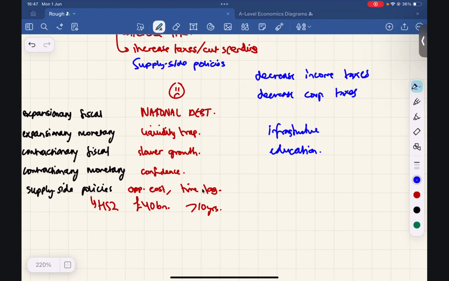Less corporation tax means businesses are more incentivized to set up in the given country, but even the businesses who already existed get to keep more of their profits, which means they can reinvest more in capital, and the more they invest in capital, productivity should increase, therefore LRAS should increase. Okay.